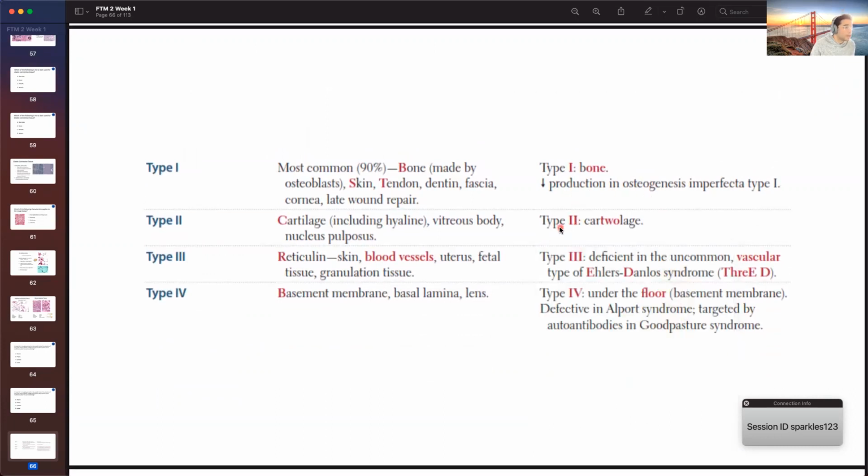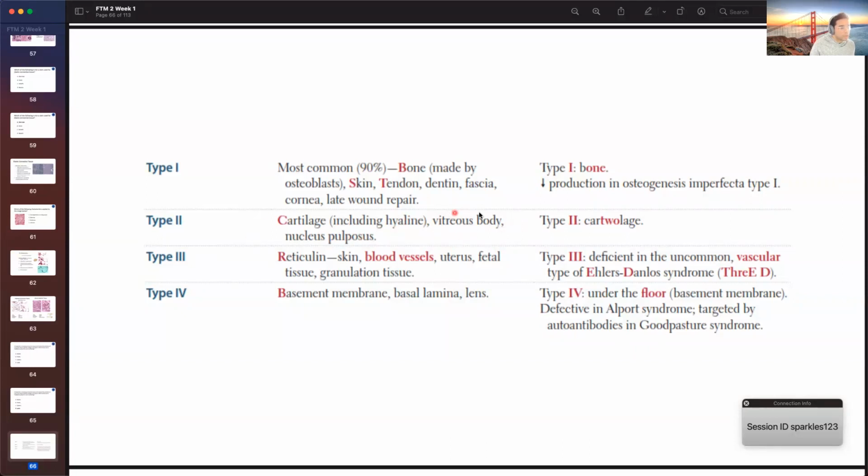Okay, before we get into that, let's quickly go over collagen. This is pulled directly from First Aid. The way I remember it, literally when we started the term, I was telling Sarah: type 1 collagen is bone, it has the word 1 in it. So that's very important for osteogenesis imperfecta. Type 2, it's cartilage, right? So that's how I remember it. It includes hyaline, and you're going to learn more about hyaline cartilage in MSK as well. And then vitreous body and the nucleus pulposus.